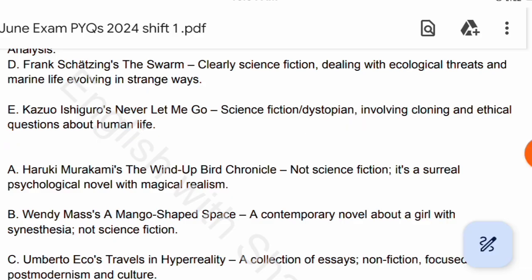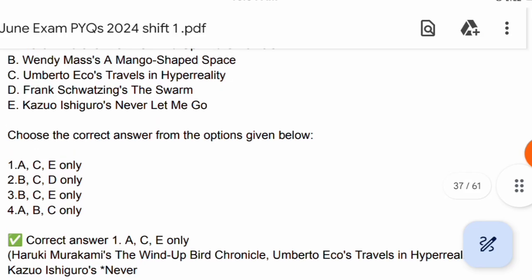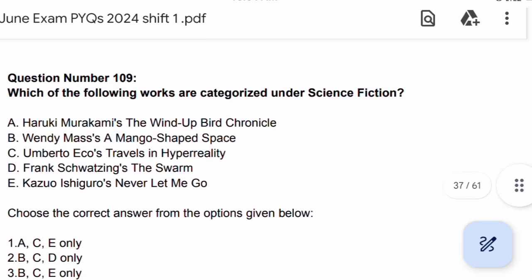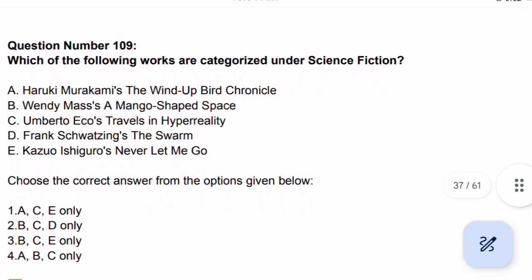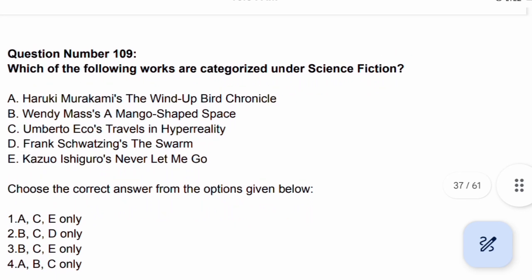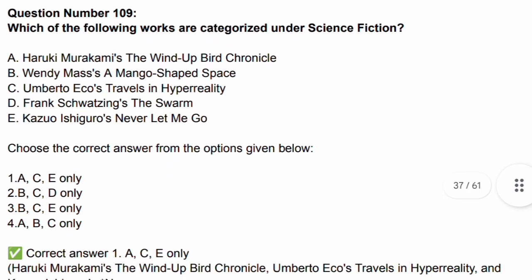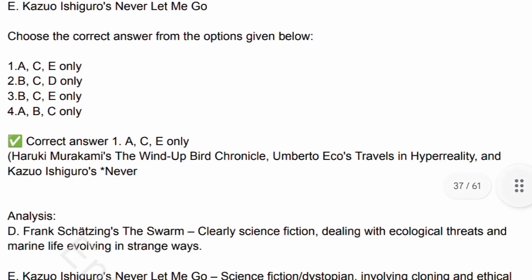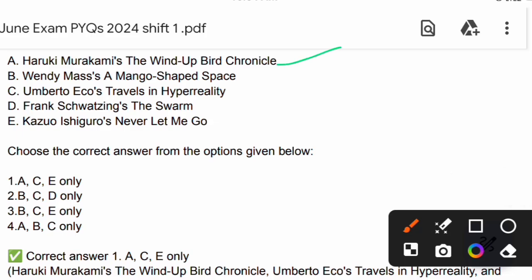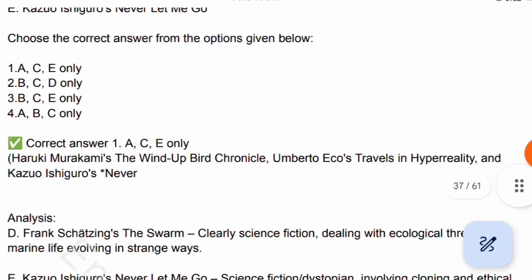What do we have to answer? Not science fiction, or in a positive way. Which of the following works are categorized under science fiction? So option A, C and E. There is some problem, I think. A, C, E. So in option A, C, E we have first Wind-Up Bird, C, Umberto Eco's Hyperreality, and Never Let Me Go. These are the works.